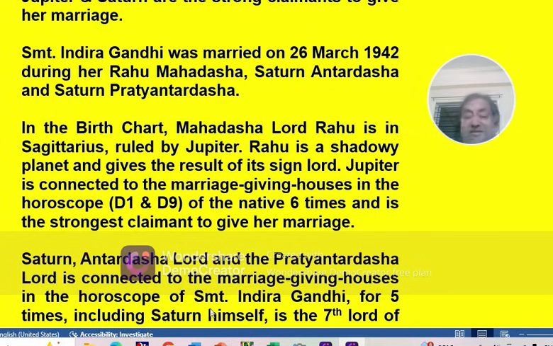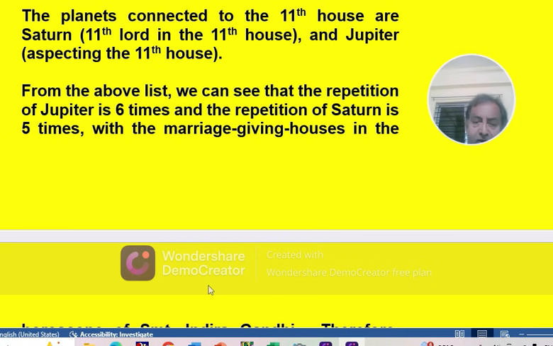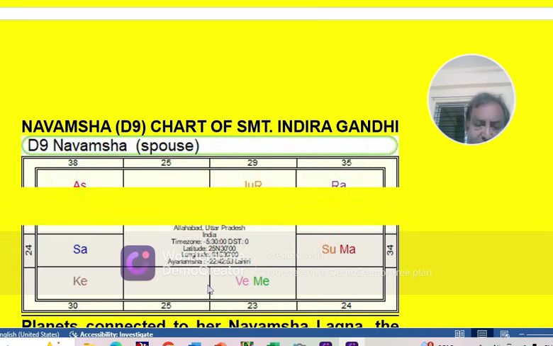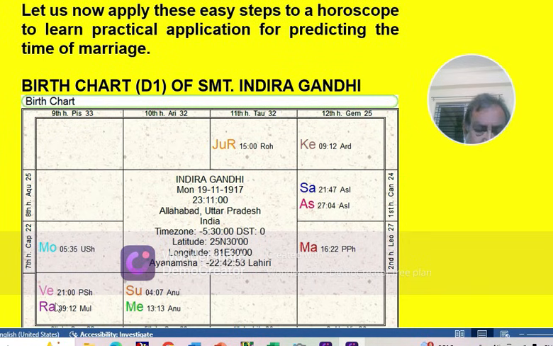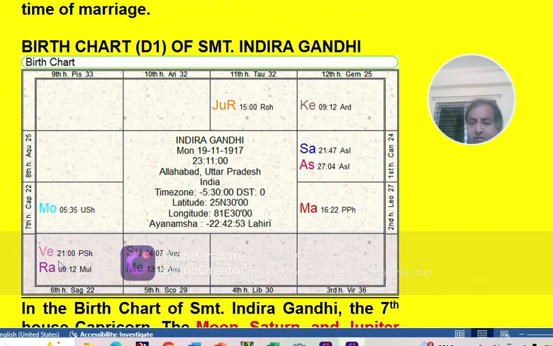So Rahu gave on behalf of Jupiter. Since Rahu is a shadowy planet, it is in Sagittarius. I'll show you for your satisfaction. See, where is Rahu? Rahu is in Sagittarius with Venus. Who is the lord of Sagittarius? Jupiter, who has 6 times repetition of promise to give her marriage.